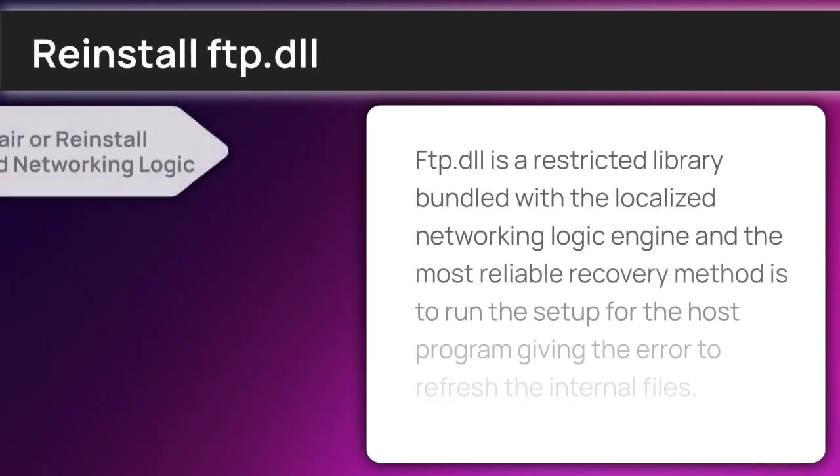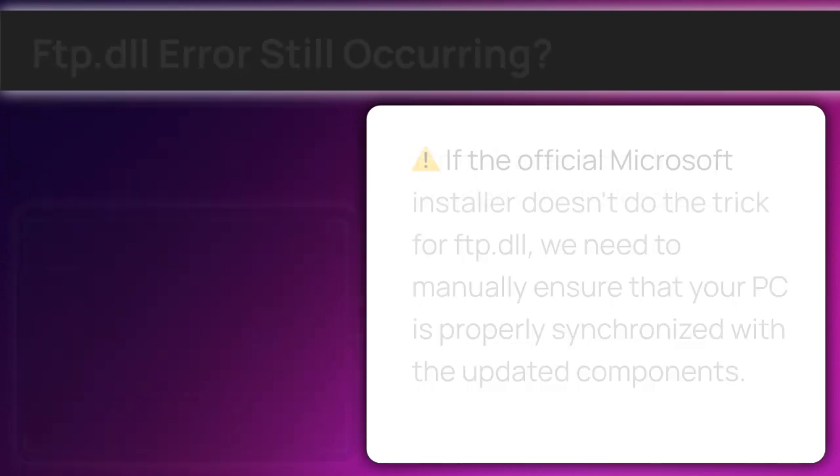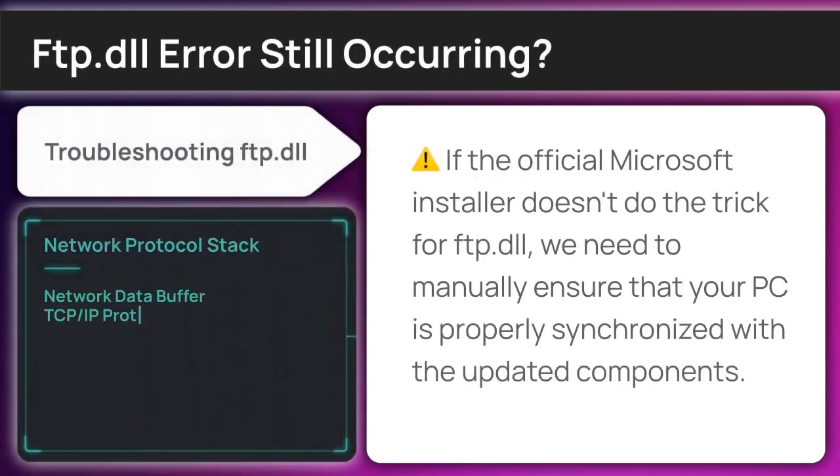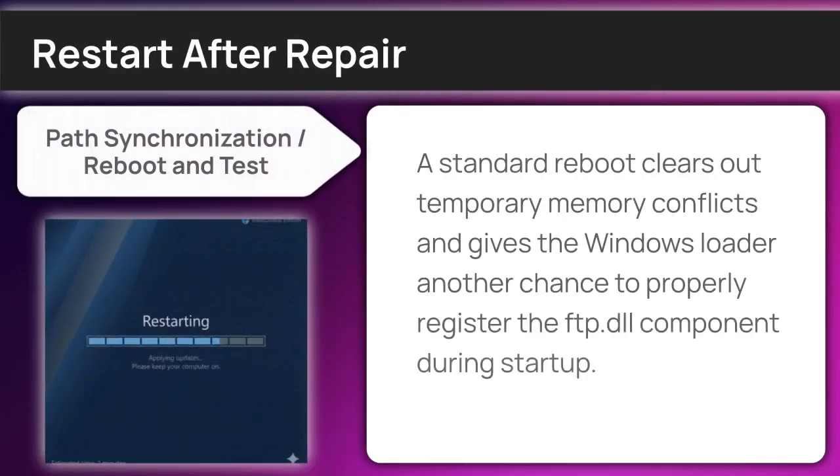FTP is a restricted library bundled with the localized networking logic engine, and the most reliable recovery method is to run the setup for the host program, giving the error to refresh the internal files. If the application still won't initialize, we need to shift our focus to how the Windows loader is interacting with the library. A standard reboot clears out temporary memory conflicts and gives the Windows loader another chance to properly register the FTP library component during startup.